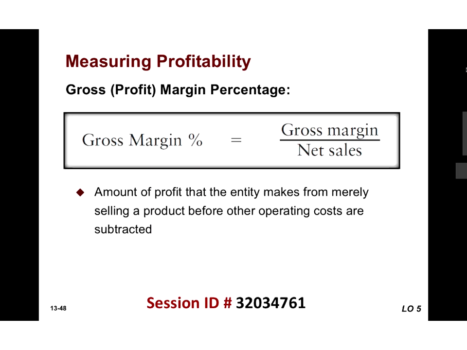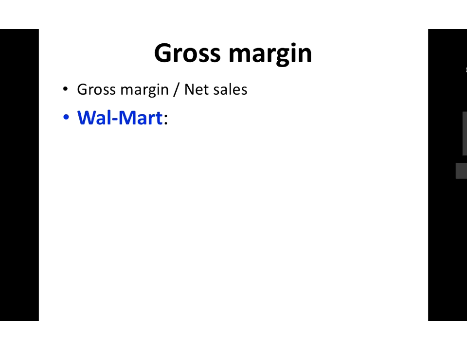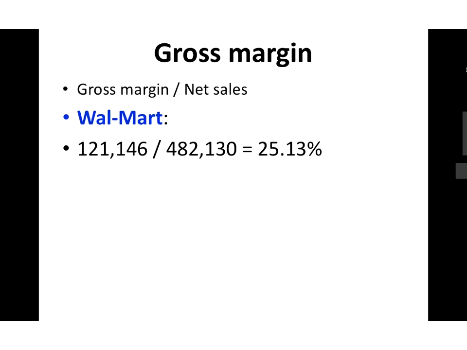Gross margin is sales minus cost of goods sold. Okay, gross margin is the profit on a sales dollar before you pay operating expenses. So you're just taking sales minus cost of goods sold. So the gross margin percentage is gross margin divided by net sales. And we are going to calculate Walmart and Sears. Walmart has a gross margin of 25%. So we take their gross margin, divide by sales, 25%.